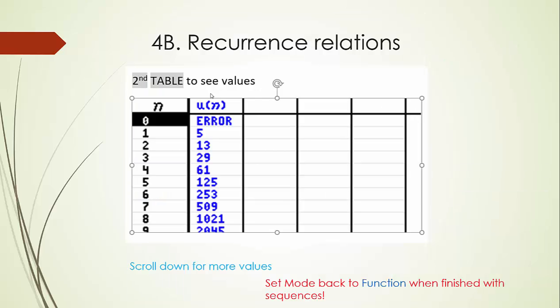Then, when you've got that in, press second function table, and there you have it. You've got the n column and the u of n column. So 5, 13, 29, 61 goes on. You can scroll down to get more values.